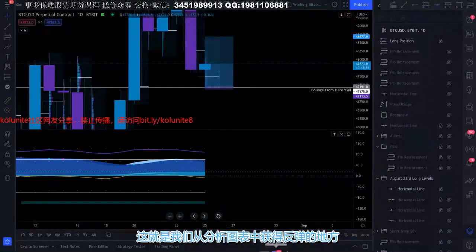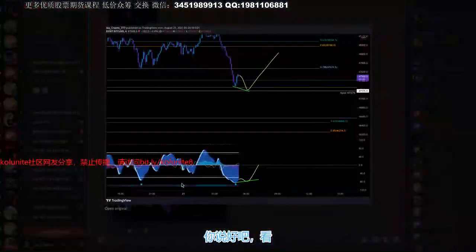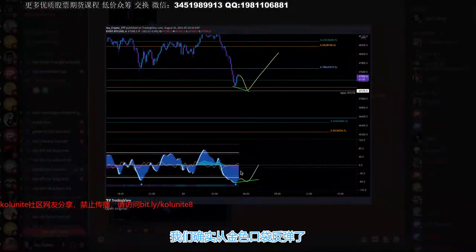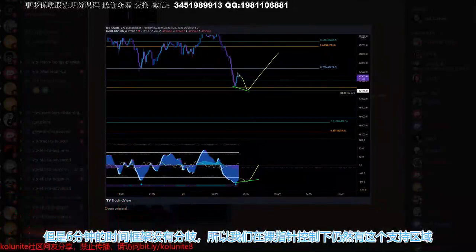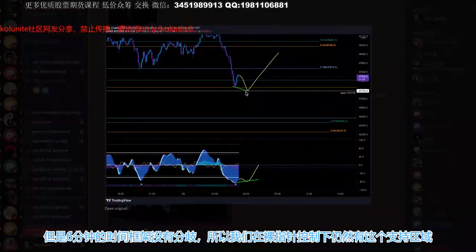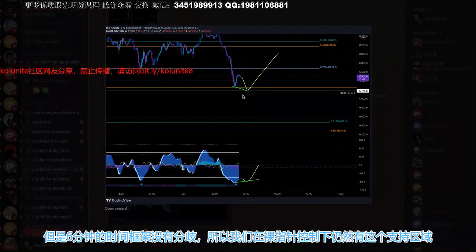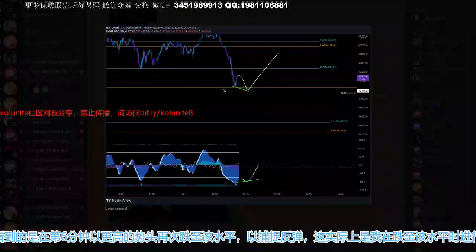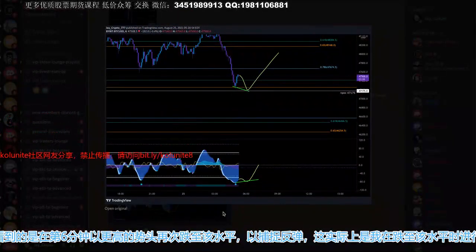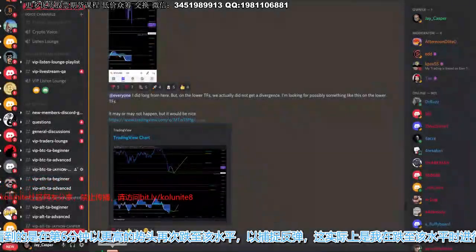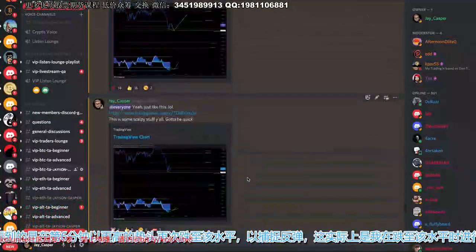So I'm analyzing the charts here saying, okay, look, we did get a bounce off the golden pocket, but the 6-minute time frame didn't diverge, so we still have this zone of support down here at the naked point of control. What I would want to see is another dip down to that level with higher momentum on the 6-minute to catch the bounce, and that's actually the trade that I did enter.